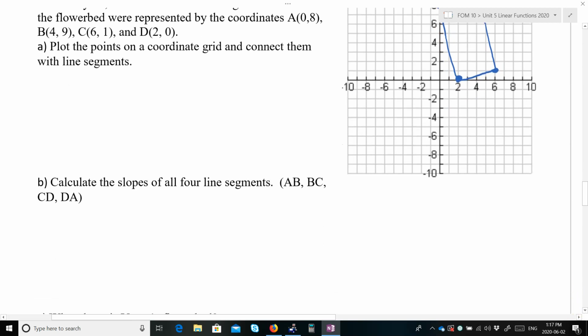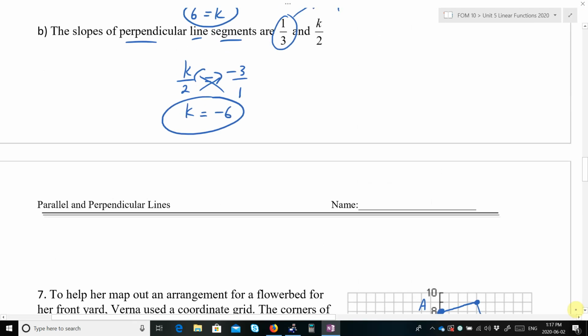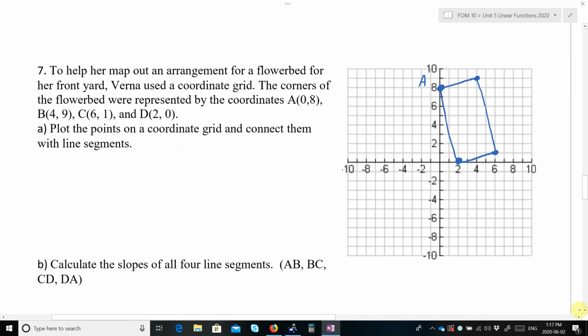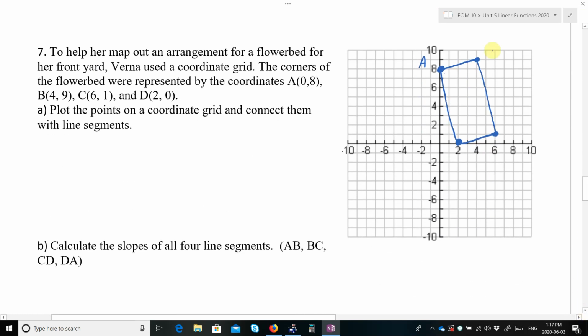Calculate the slopes of all four line segments, AB, BC, CD, and DA. Sorry, B is here. AB, and then we're supposed to do BC, which is here, and then CD, and then DA.